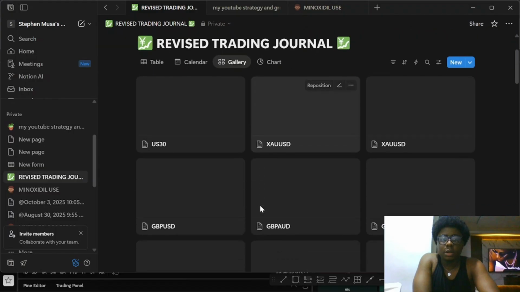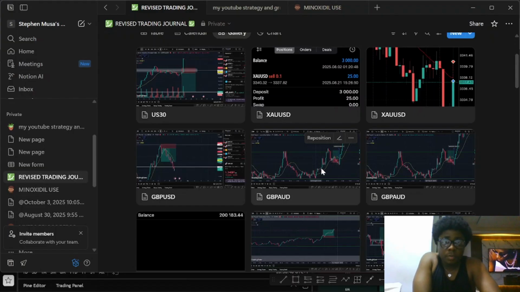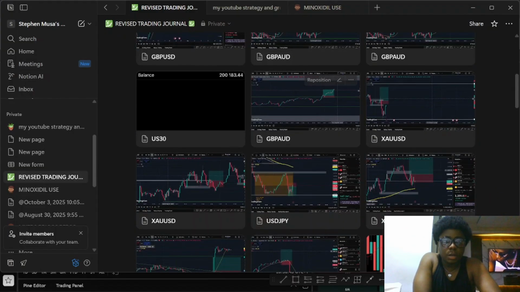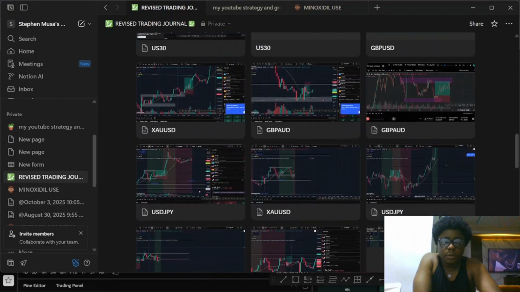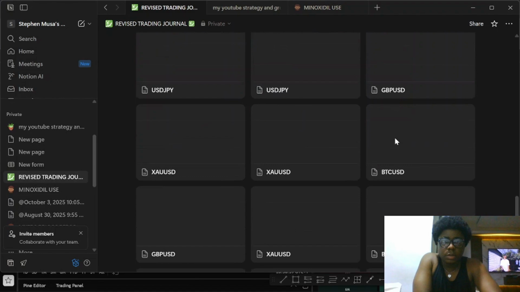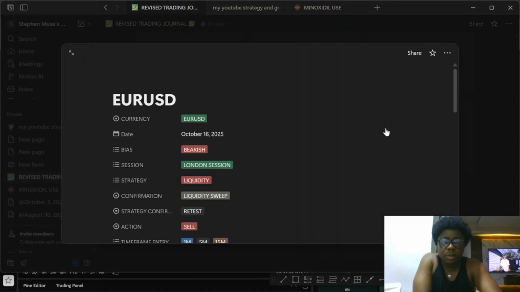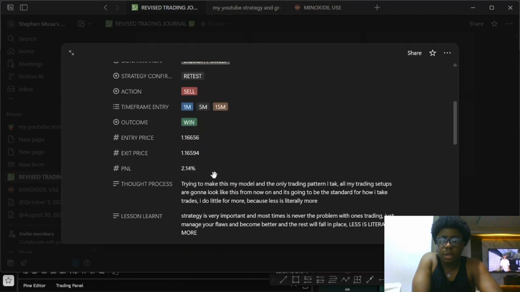Just waiting for it to load. Yeah, so all these are my older trades, trades I've also come to learn from, right? But I'm going to show you the most recent ones, and I wanted to reflect. Yeah, so this is it. I took this October 16th. Had a bearish bias, blah blah blah. Also won the trade, entry price, blah blah blah.